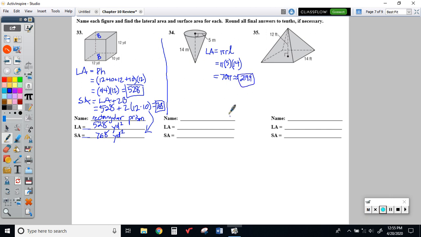And so we can put that in right here. I should have written a cone on this one, so then 219.9. I'll just be putting the units on these lines here and not including them there. So that would be meters squared.